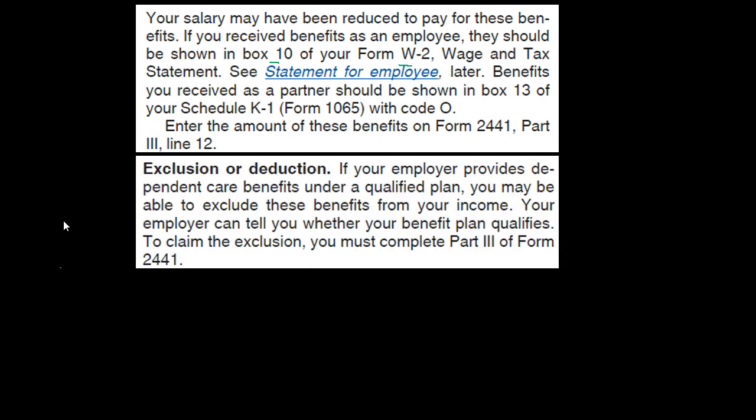Exclusion or deduction. If your employer provides dependent care benefits under a qualified plan, you may be able to exclude these benefits from your income. Your employer can tell you whether your benefit plan qualifies. To claim the exclusion, you must complete Part 3 of Form 2441.